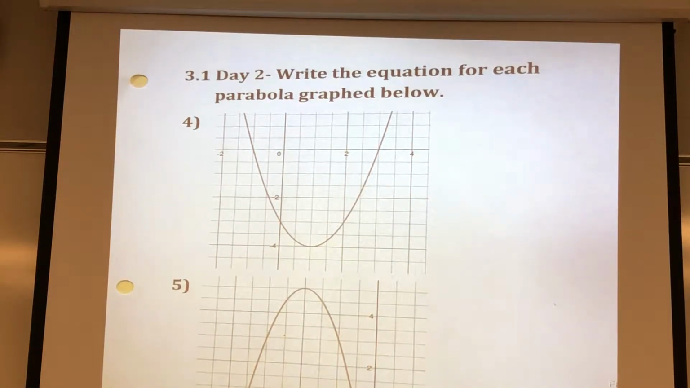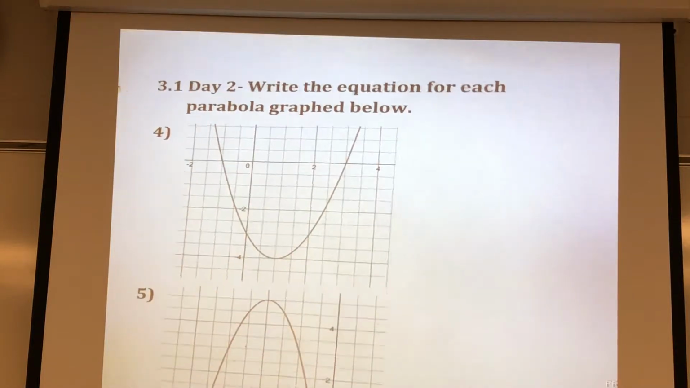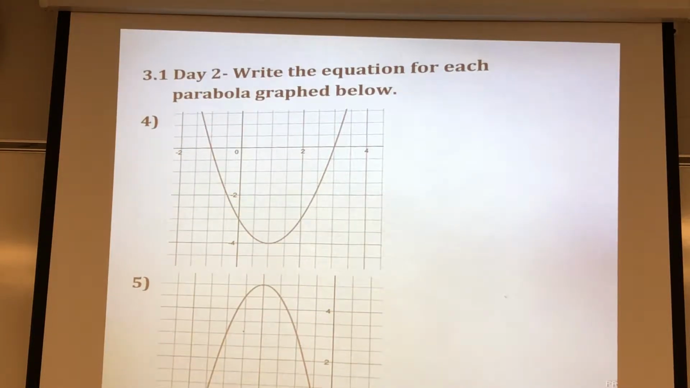This is 3.1 day 2. In 3.1 day 1, we took an equation of a parabola and we graphed it. Now we're going to go the opposite way. We're going to take a graph and find the equation. So the equation that we are going to be working with is called vertex form.